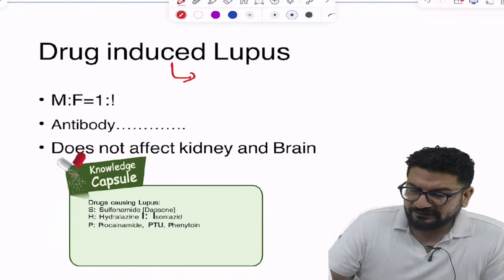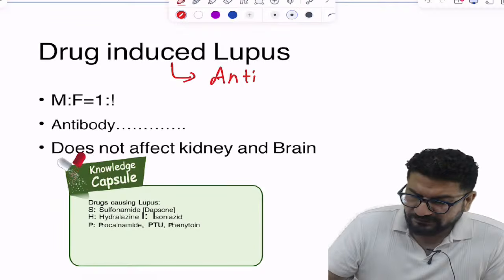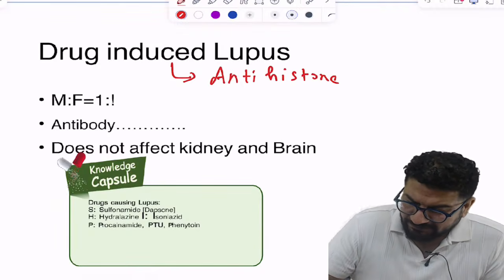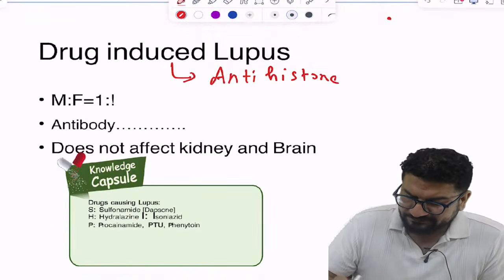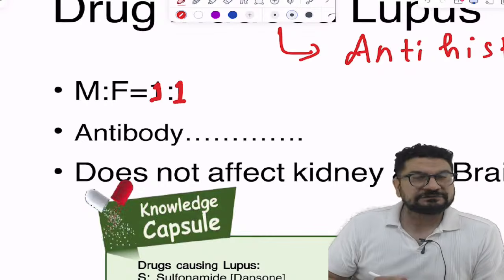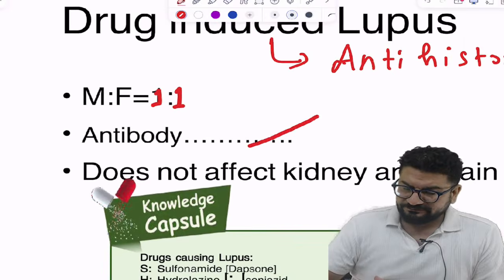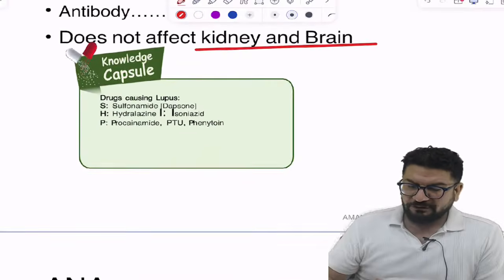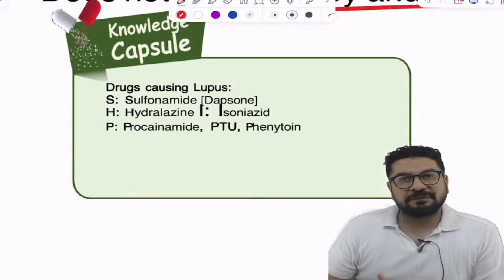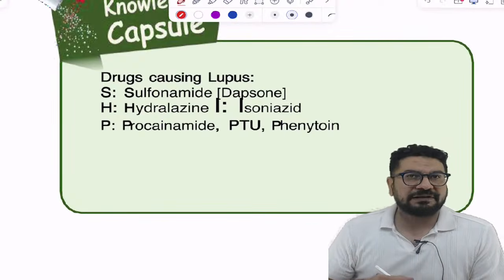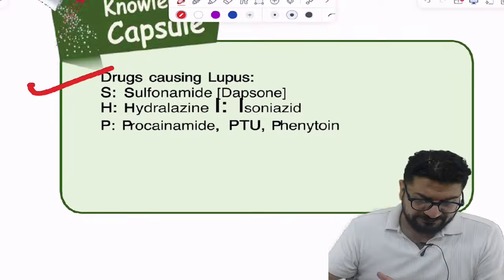Okay, now coming to drug-induced lupus, how it is different from simple SLE. The drug-induced lupus antibody is antihistone. So which antibody will you find? Antihistone. And here remember, the male to female ratio is the same, 1:1. The antibody is antihistone, and drug-induced lupus will not affect kidney and brain. Now they ask you which drug. You all know this is the SHIP drugs: sulfonamide, dapsone is also coming in sulfonamides, hydralazine, isoniazid, procainamide, PTU, phenytoin. So these are SHIP drugs which can cause drug-induced SLE.